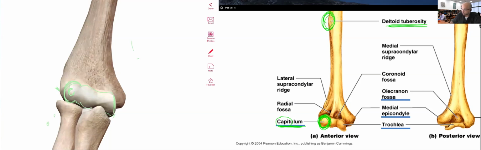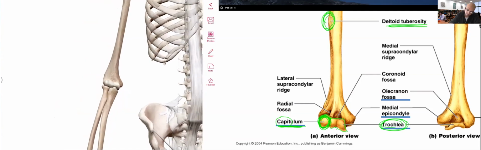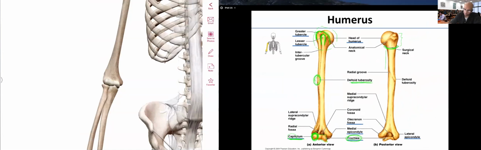The cylindrical shaped part is called the trochlea. So again, we have two articular surfaces in the lower end of the humerus. One is called the capitulum, this is rounded, and the other one is cylindrical in shape, this is the trochlea. You notice which one is lateral, which one is medial, which one is located away from the midline, and which one is closer to the midline. Is the capitulum lateral or medial? It's lateral. How about the trochlea? Is it lateral or medial? It's medial. It's towards the midline.